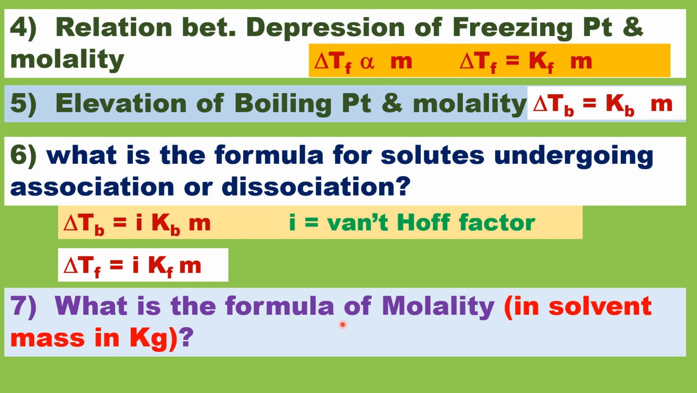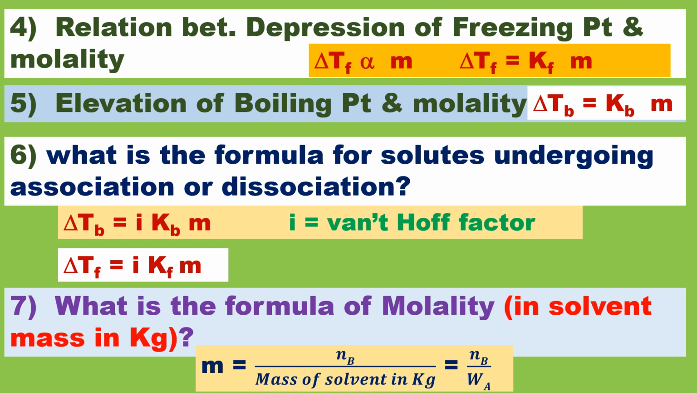How is molality calculated? Next, what is the formula of molality in terms of solvent weight in kg? Molality is equal to, as we have already studied, the number of moles dissolved in 1 kg of solvent, that is NB, number of moles of solute, divided by weight of solvent in kg. Therefore, NB by WA. So, this formula is for weight of solvent in kg.